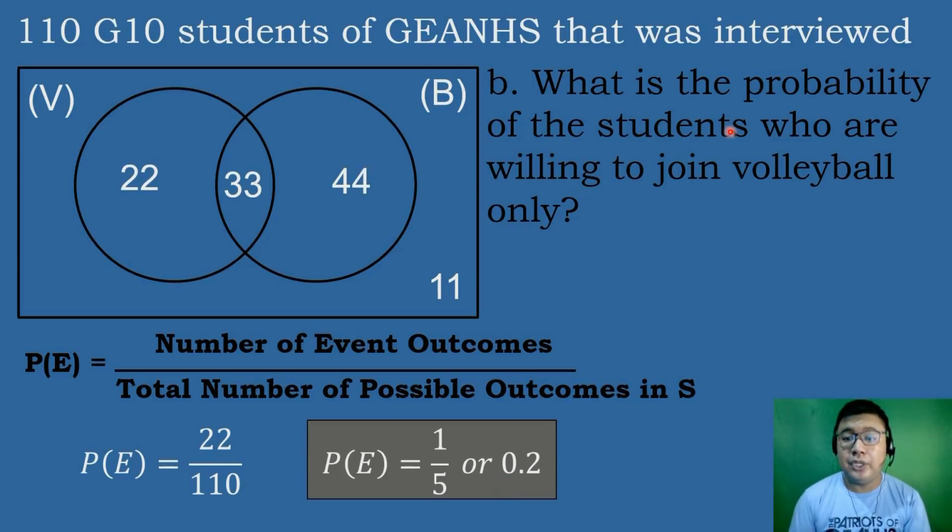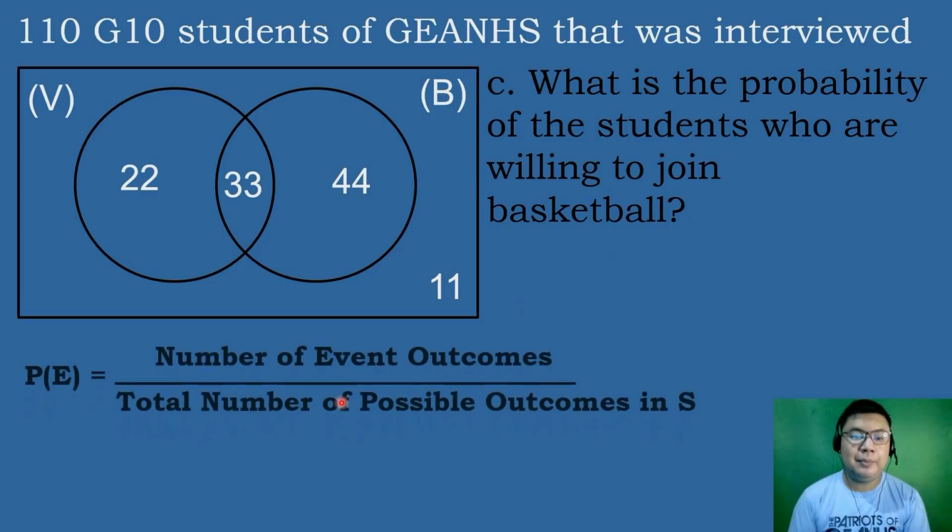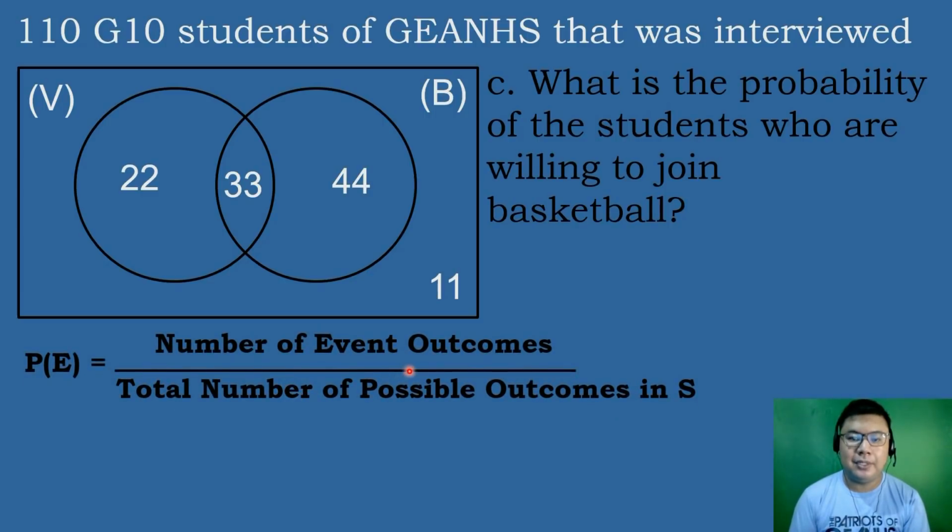Therefore, the probability of the students that will be interviewed that will be joining volleyball only is equal to 1 over 5. Next question, what is the probability of the students who are willing to join basketball? To do that, we will be using again the formula of simple probability, and we will determine the number of event outcomes. So we are looking for the probability of students who are willing to join basketball. So we will look at the circle which indicates basketball. So this is it. This is the circle.